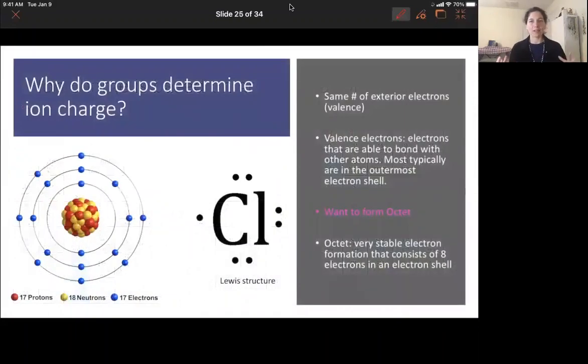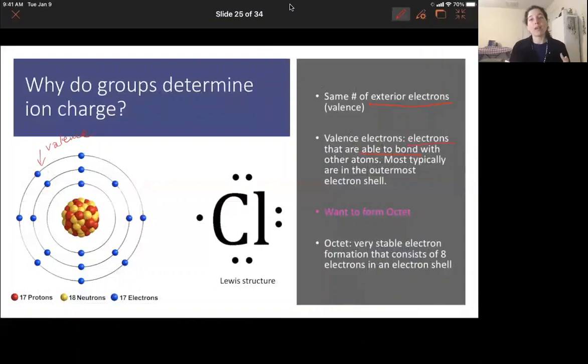So why does this happen? Why do we have specific numbers of electrons gained or lost depending on where an atom is on the periodic table? It's because of our valence electrons. Remember, these are our exterior electrons that give our atoms their chemical capabilities, because they're able to bond with other atoms and they're in the outermost shell.